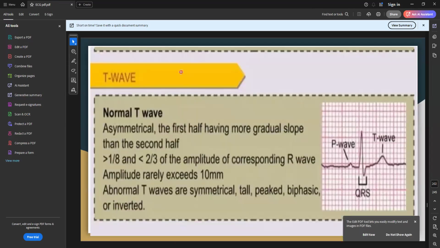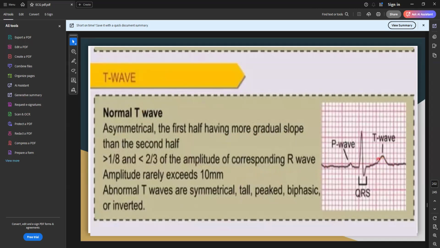Now, let us talk about the T wave. We all know that a normal T wave is asymmetrical and the first half has a more gradual slope. Here you can see the first half is gradual, whereas the second half is not gradual compared to the first half.